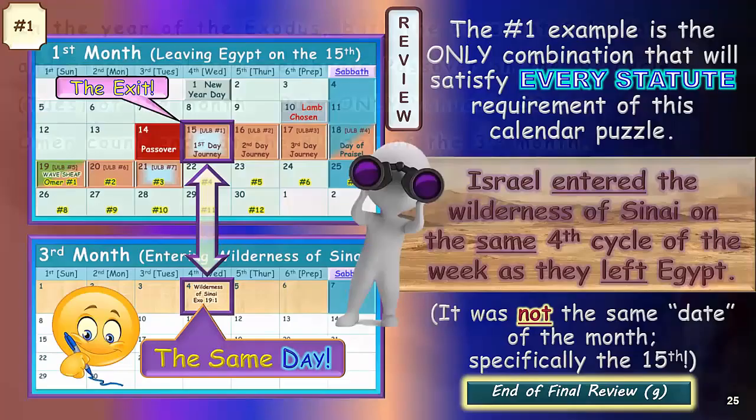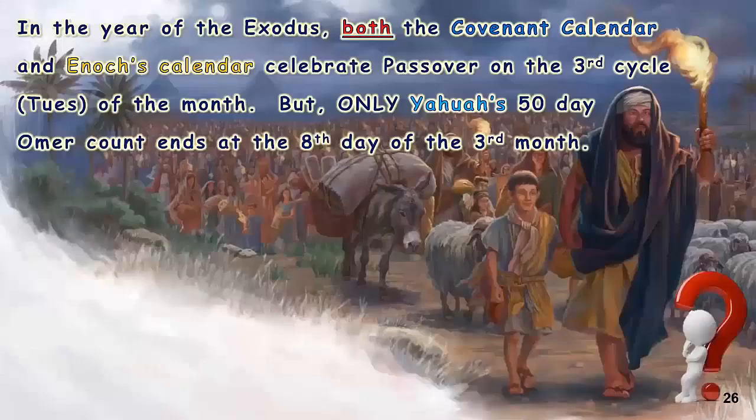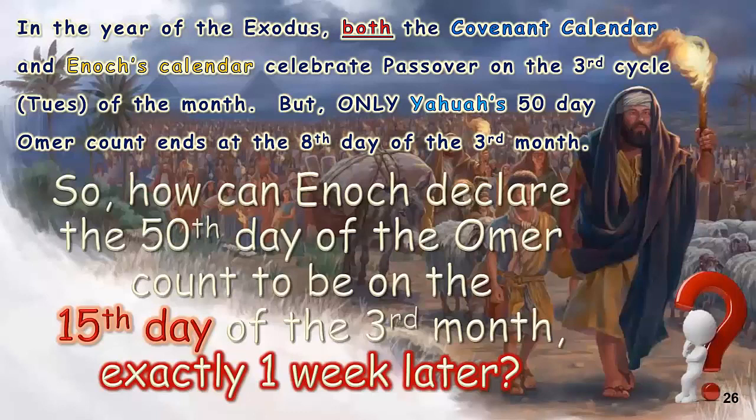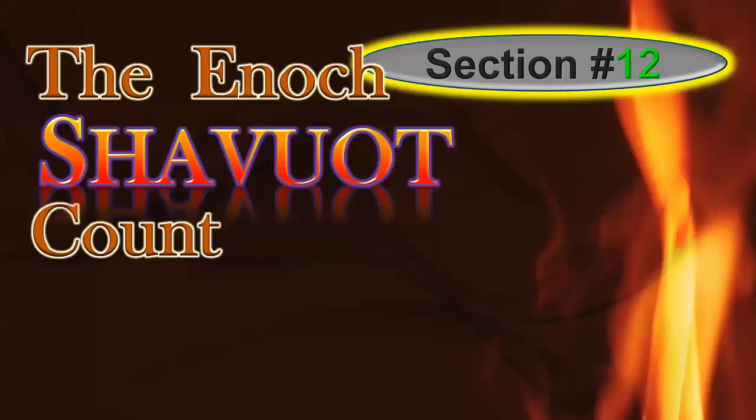In the year of the Exodus, both covenant calendar and Enoch's calendar celebrate Passover on the third cycle, or Tuesday of the month. But only Yahuwah's 50-day Omer count ends at the 8th day of the 3rd month. So how can Enoch declare the 50th day of the Omer count to be on the 15th day of the 3rd month, exactly 1 week later? Who gives Enoch the authority to change Yahuwah's statutes? Who does that? Who is the author of confusion?